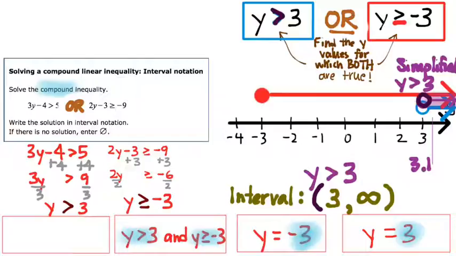So what do you think is the difference? When the word was and instead of or, we were looking for those values of y for which both of these inequalities were true. What do you think is different when we use or there instead of and? Only one inequality has to be true. Exactly. Those of you thinking about a major in computer science might have already thought about how ands and ors are different from one another.